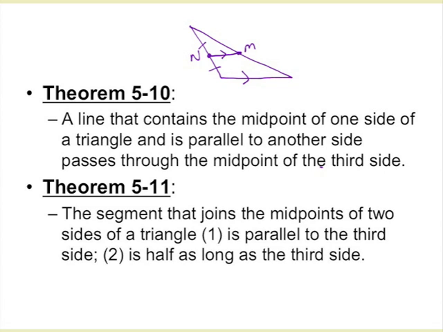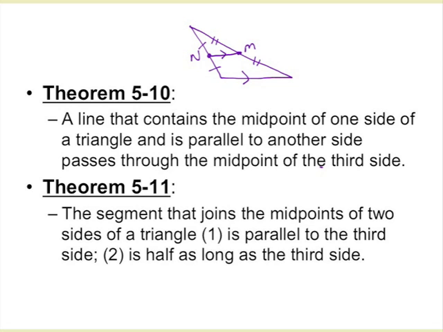So we know if it goes through one midpoint and it's parallel to one side, it has to go through another midpoint, is what Theorem 510 tells us. If it goes through one midpoint and it's parallel to one side, it has to go through another midpoint. So both M and N are actually midpoints of their sides. Oh, so that the hypotenuse would be equal sides to them. Yeah, it's not really hypotenuse because it's not a right angle, but the side with M on it there, yes, would be equal as well.